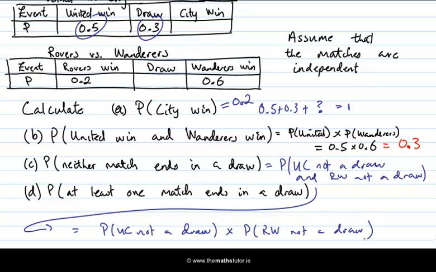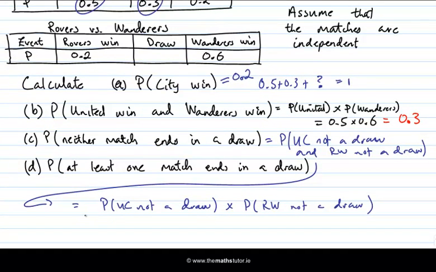Okay, so now I have to work out these two individual probabilities here. Well, United City, I know that the probability that United win is 0.5, the probability of draw is 0.3, and we just worked out that the probability of City winning is 0.2. So the probability of it not being a draw is 0.5 plus 0.2, right? So that's 0.7. So the probability of United City not being a draw is 0.7.